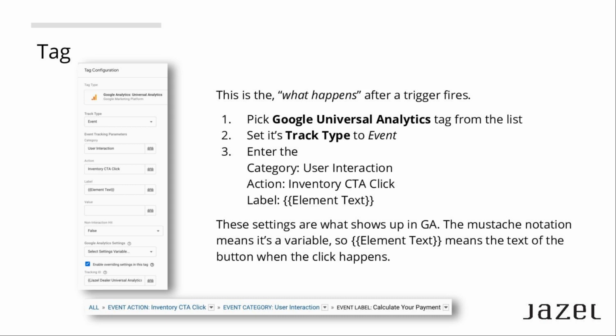Down at the bottom of this screenshot, you can see what it looks like in analytics as far as a breadcrumb path. So we can click on all events, then the event action is inventory CTA clicks, and the category, user interaction, label. This is the label on the button that we're actually pulling in from the button click.